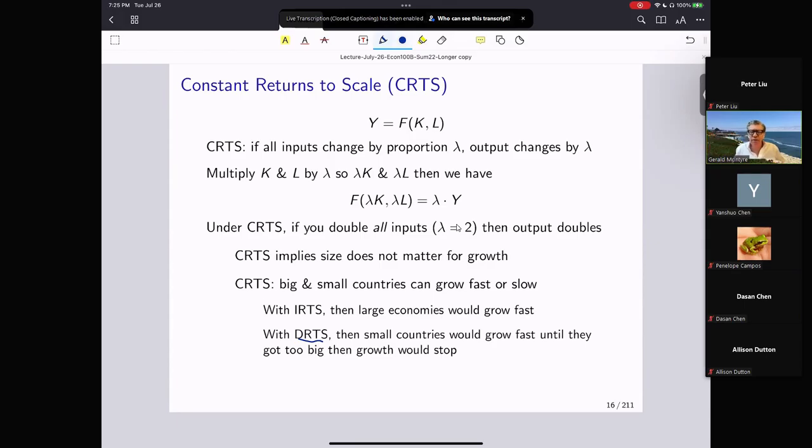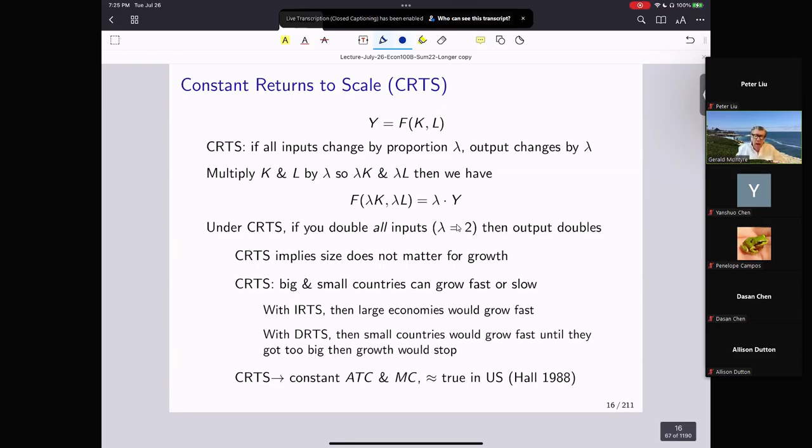But then there's a logical conundrum. If small countries grow fast, they get big. And then they would slow down and stop growing, and there would be no growth there. Both of these, increasing returns to scale and decreasing returns to scale, are not consistent with the world we know. In the world we know, there are rich countries, big countries and small countries. Some big countries grow fast, some small countries grow fast. Their growth rates did not depend upon the size of the economy.